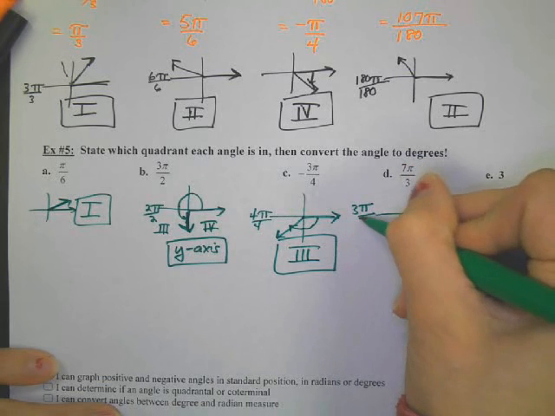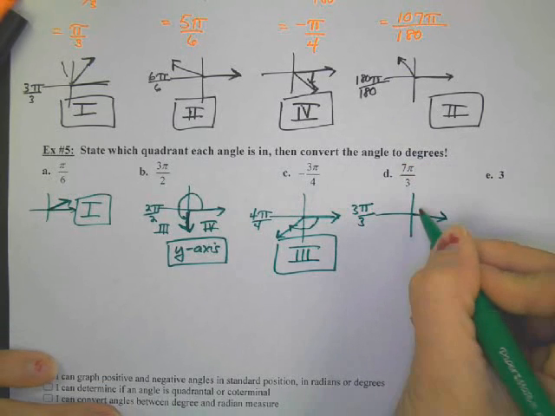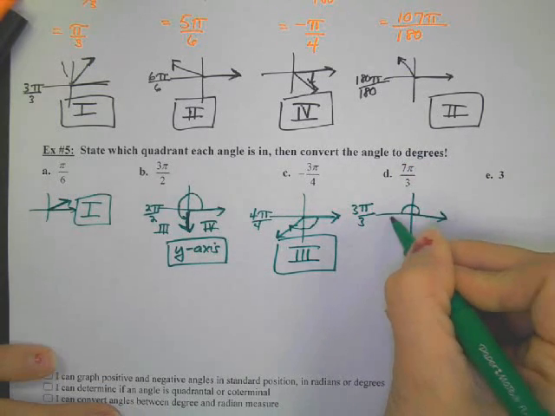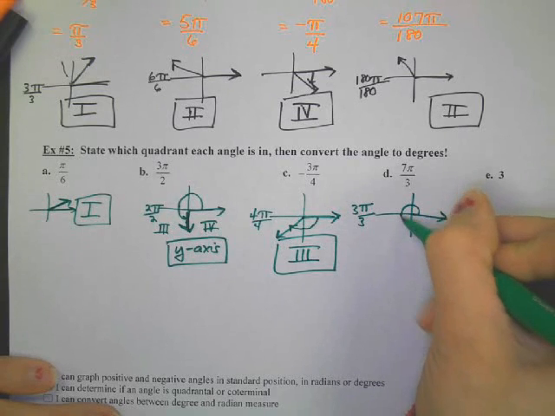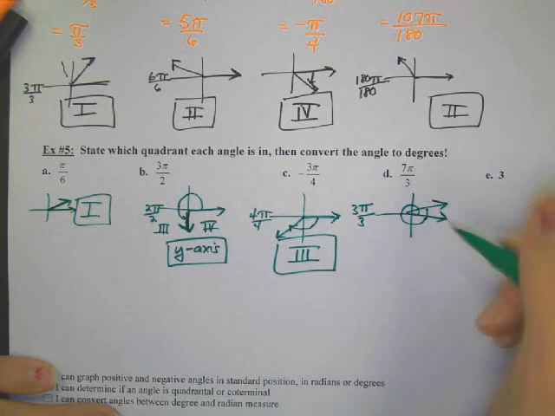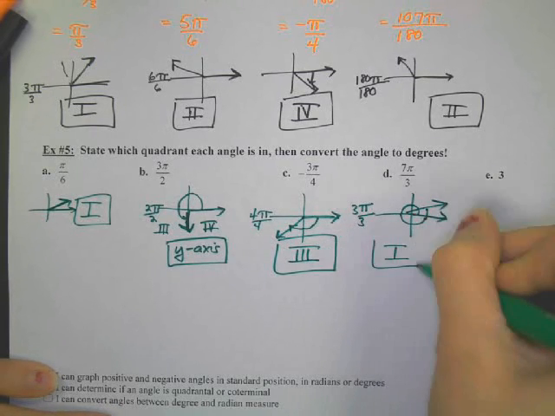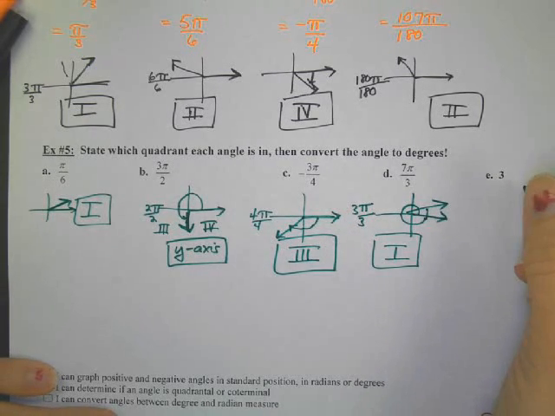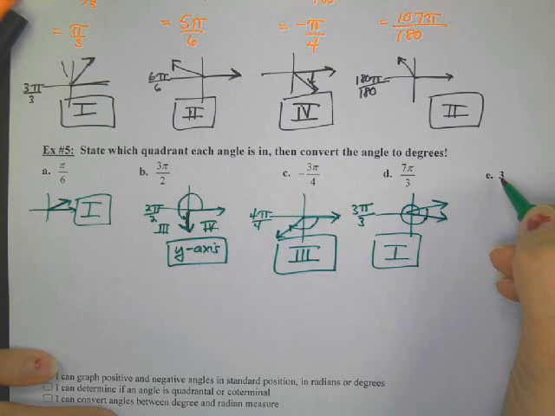So let's think of pi as 3 out of 3. If I go due west, that's 3 out of 3. If you go back home, that's 6 out of 3. And you need a little bit more, so that puts you into quadrant 1. 3. What's a 3? Oh my gosh, 3.